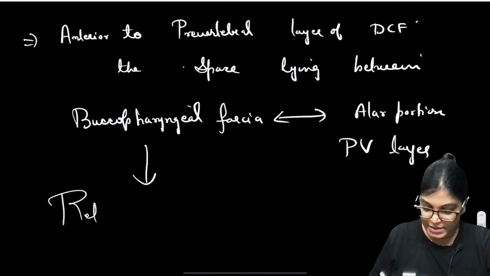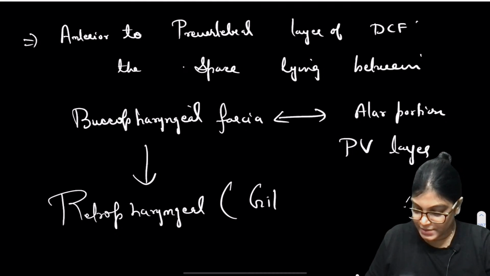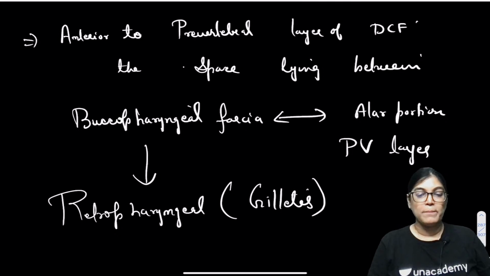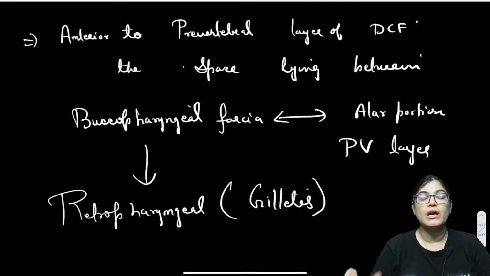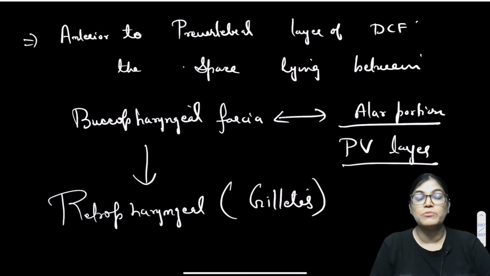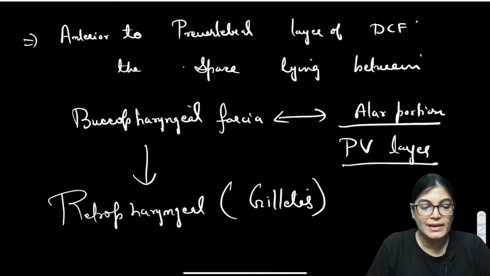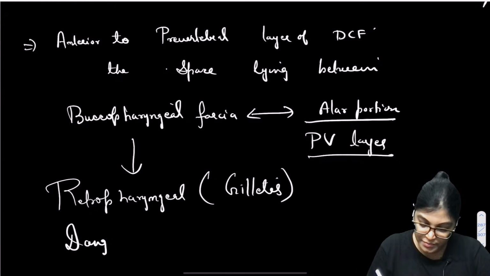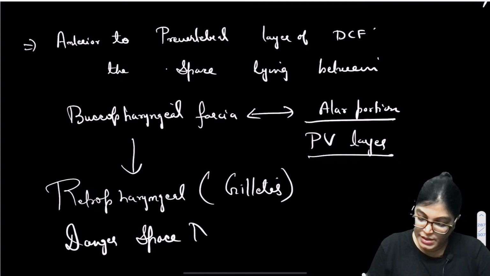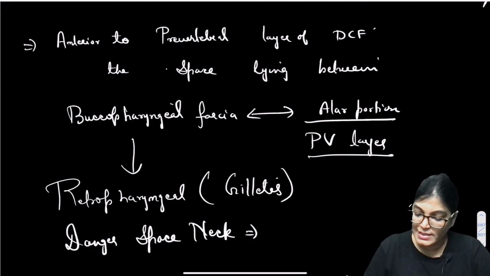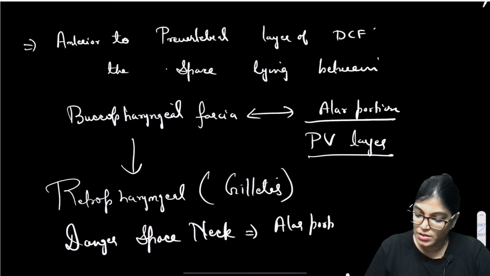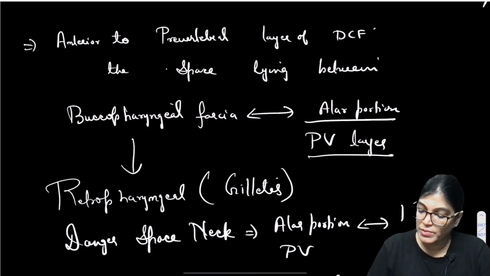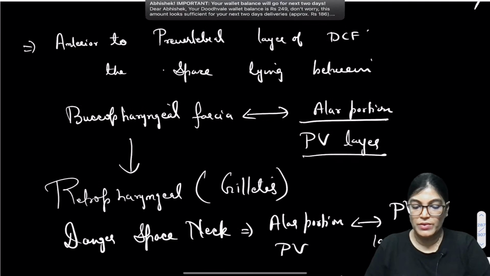Which space is this? This is the retropharyngeal space. The retropharyngeal space is also called the space of Gillette, which is again divided into two compartments, containing retropharyngeal lymph nodes. So that means the prevertebral layer has an anterior layer as the alar portion and posteriorly the prevertebral layer. If we talk about the danger space of the neck, it is lying posterior to the retropharyngeal space and exactly between the alar portion of the prevertebral layer and the prevertebral layer itself.